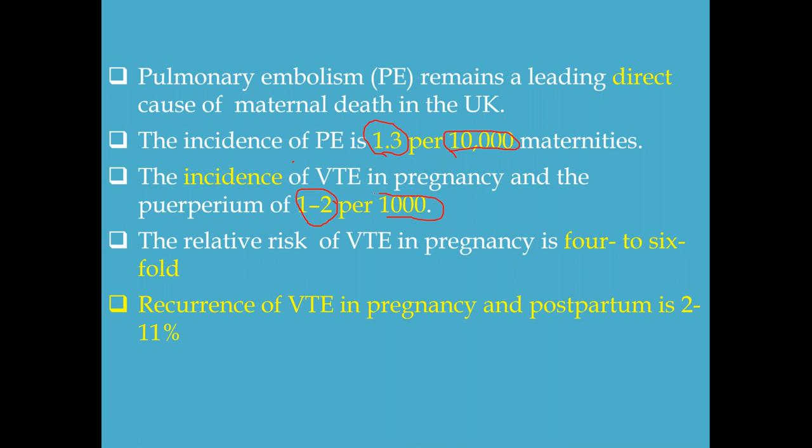This is a recall question. So please remember the incidence of PE is 1.3 per 10,000, and the incidence of VTE is about 1 to 2 per 1,000. So here's the difference between the incidence of PE and the incidence of VTE.